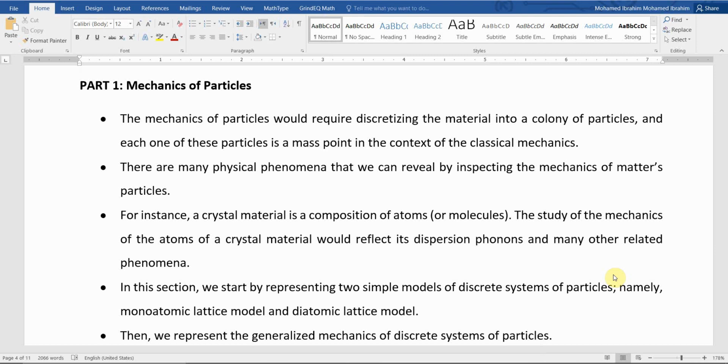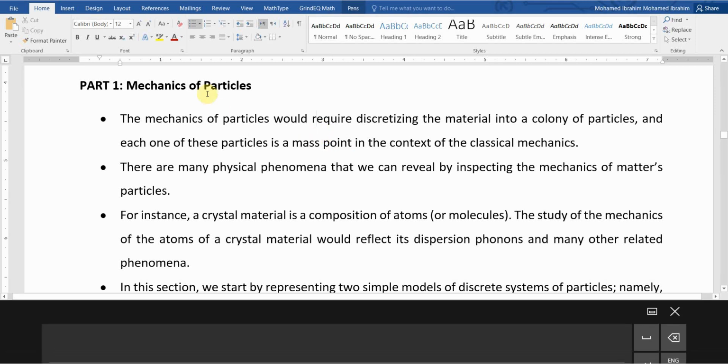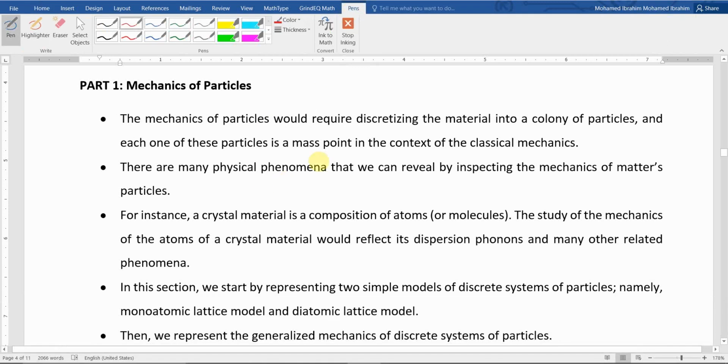For the mechanics of particle, to study the mechanics of the particle, we have to discretize the material into its particles. So we're going to see the particle. Then we are going to study the motion and the mechanics of this particle, right? This is the meaning of the mechanics of particles. So the mechanics of particle requires discretizing the material into a colony of particles. You're going to assume that the material is just a composition of some set of particles. Very simple. And each of these particles should be a mass point according to the classical mechanics, because we are working based on the classical mechanics.